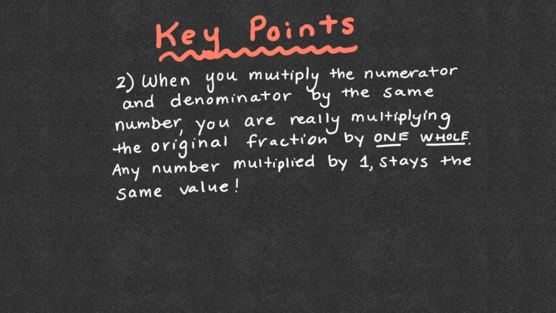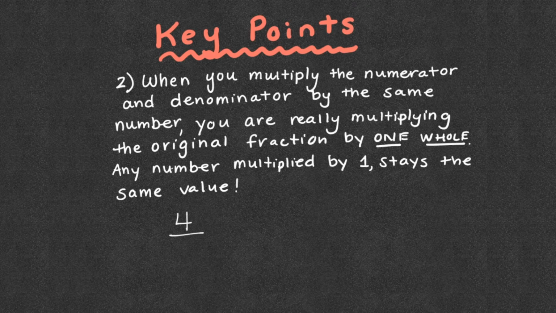All right, so key point number 2, and this is a lot of words, but this is why it works. This is why it has to be the same number. When you multiply the numerator and denominator by the same number, you are really multiplying the original fraction by one whole. And remember, the thing that we learned very early on, if you multiply anything by 1, it stays the exact same value. So let's look at just a quick example.